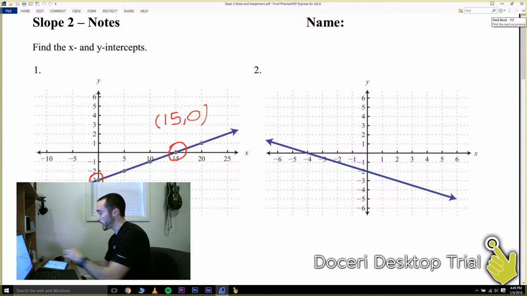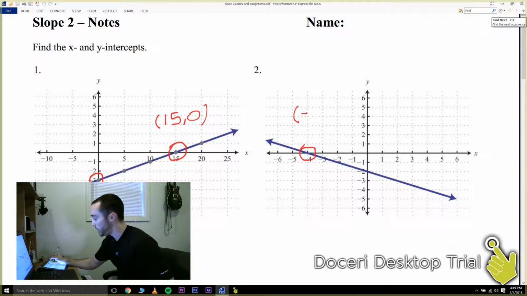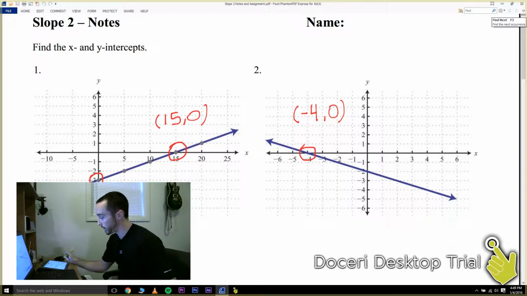So if they're asking for the x-intercept, it's where this blue line crosses the x-axis. It's right here. And the coordinate is -4, 0. The ordered pair that describes that position is -4, 0. Similarly, the y-intercept is the place where it crosses the y-axis. It's right here. And that ordered pair would be 0, -2. So finding the x and y intercepts is really easy if you're looking at a graph.